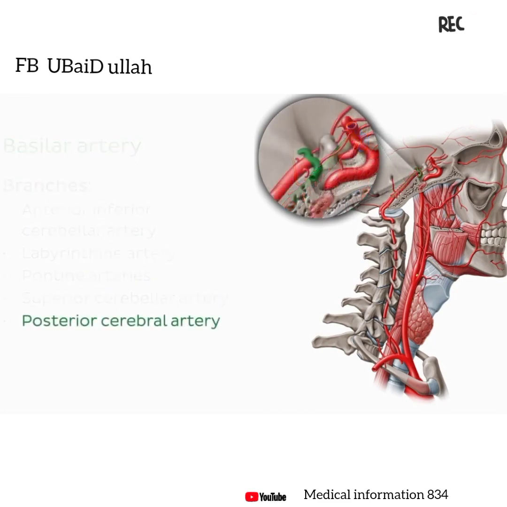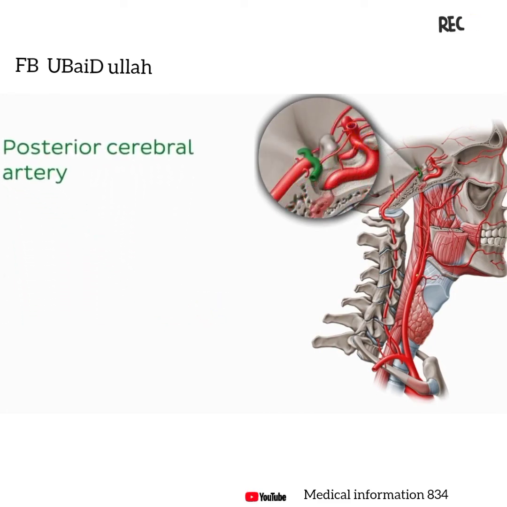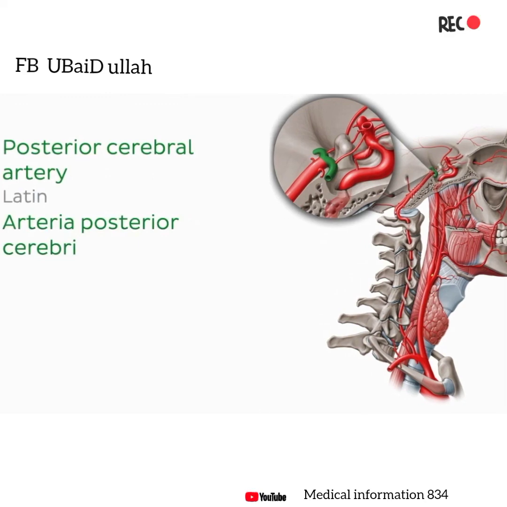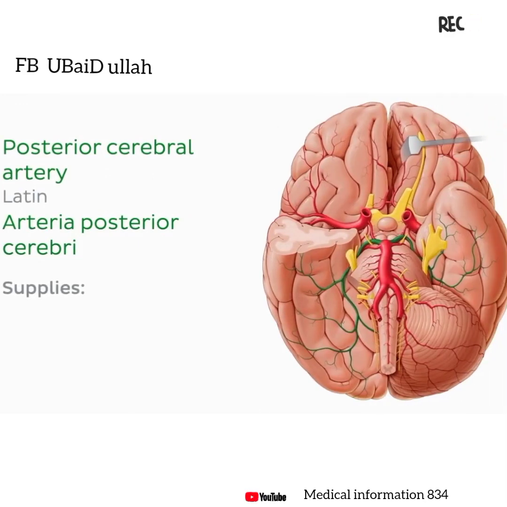Taking a closer look at the posterior cerebral artery, this is a paired vessel which arises from the bifurcation of the basilar artery. It supplies the posteromedial portion of the temporal lobe, as well as the occipital lobe, as you can see from the network of vessels that branch from the posterior cerebral arteries to these areas of the brain.